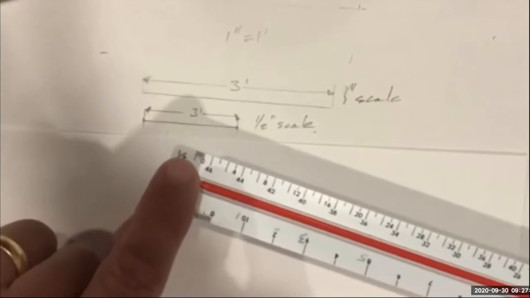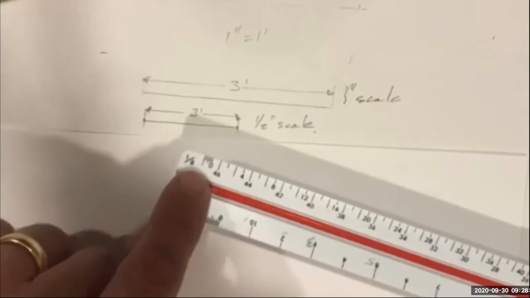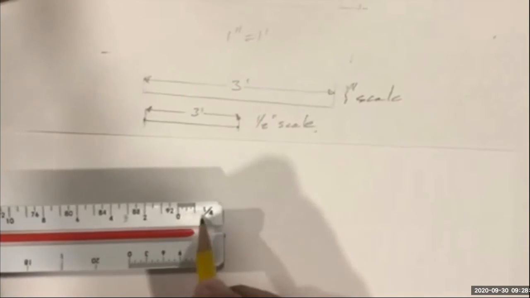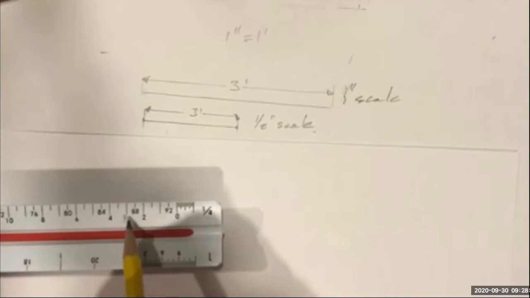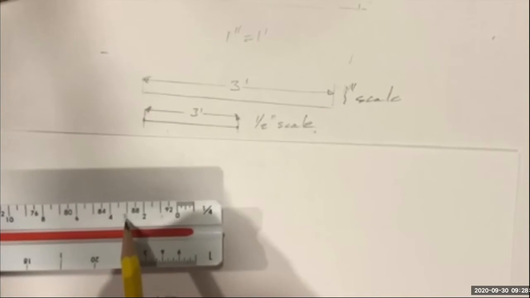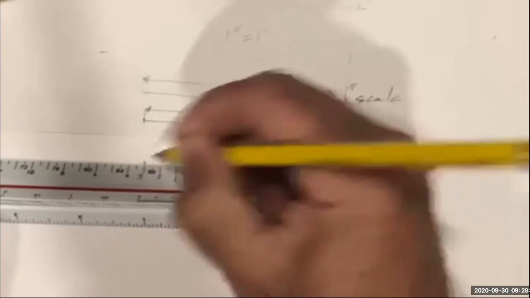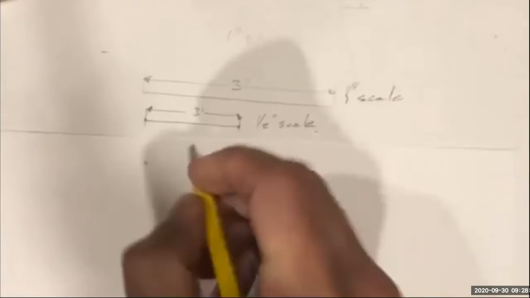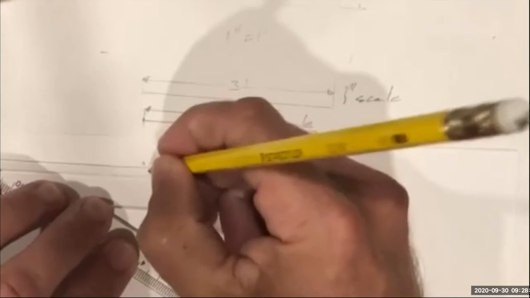1/8 inch scales are evil, and we never like to use those in theater because they're just way too tiny. So the small scale that we usually deal with is a 1/4 inch scale. So 3 feet would be, all right, that's 1 foot there, that's 2 feet, that's 3 feet. So I would put a tick here and a tick here, 3 feet is from here to here.